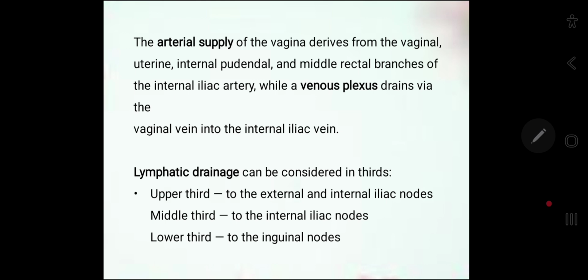The veins drain through the venous plexus into the internal iliac vein, while the lymphatic drainage is considered in thirds: upper one third, middle one third, and lower one third of the vagina. The upper third's lymphatics drain to the external and internal iliac lymph nodes, while the middle third drains to the internal only. The lower third of the vagina drains lymphatically to the inguinal lymph nodes.